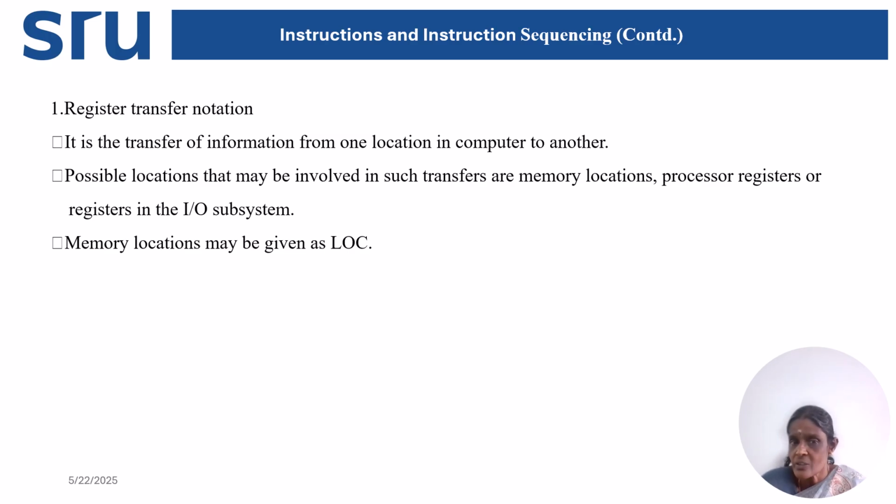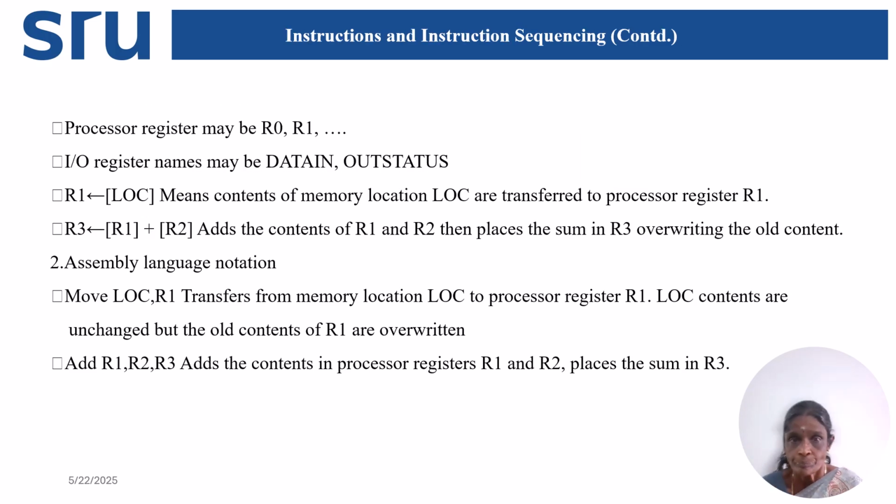Next, a memory location may be given as LOC. So instead of writing memory location, LOC is used. A number will be given, like 2000 or 2001. Next, processor registers: memory location means LOC, and processor register means R0, R1, R2 and so on. And IO register names may be similar, because the functions performed by memory, processor register and IO register are the same.